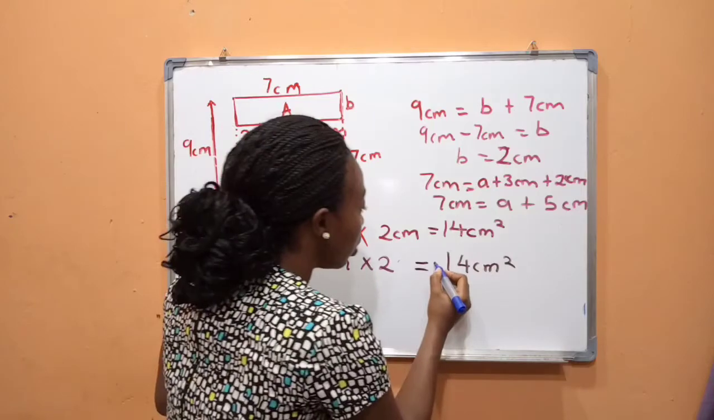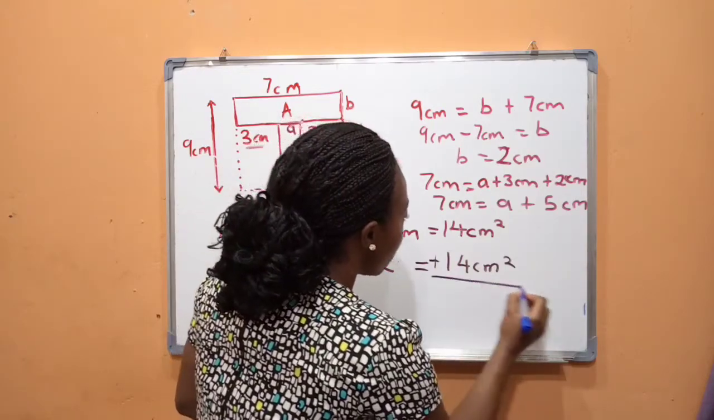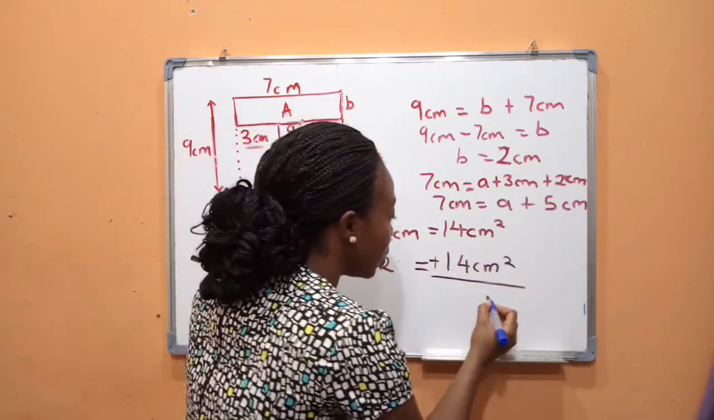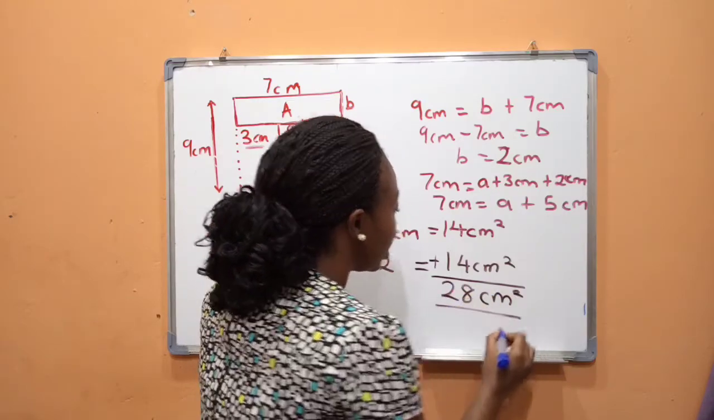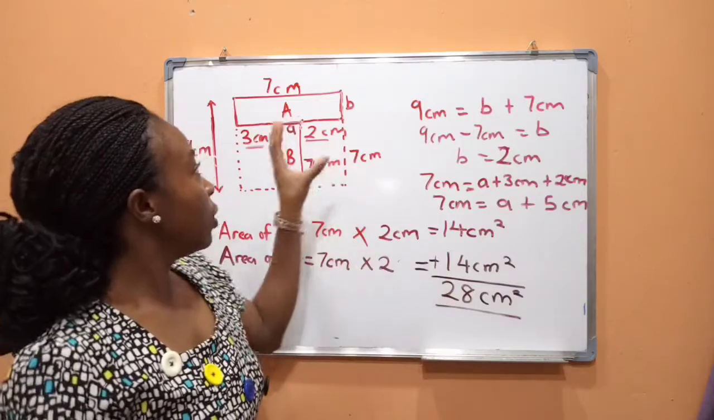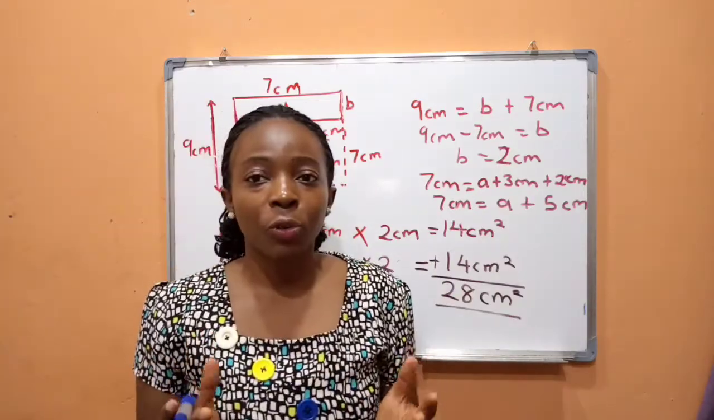So what we do, we are going to sum it up. 14 centimeter plus 14 centimeter is going to give us 28 centimeters. So that's the area of the T shape. Let's take another example for clarity.